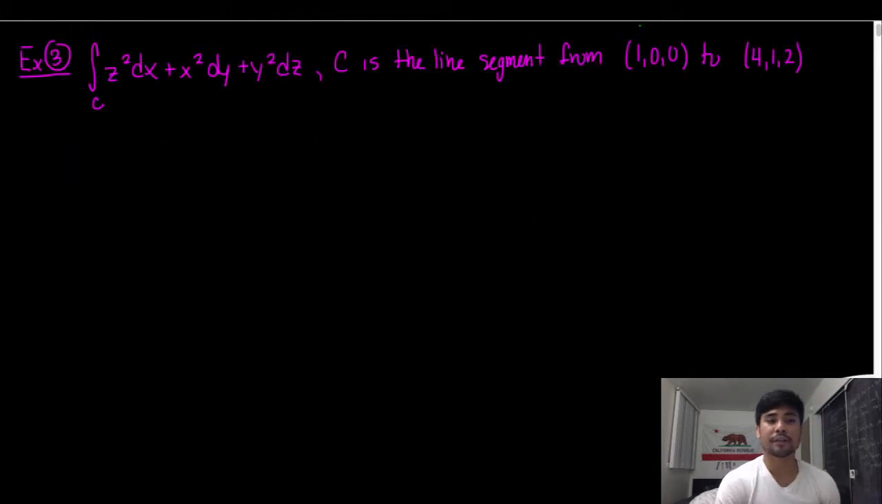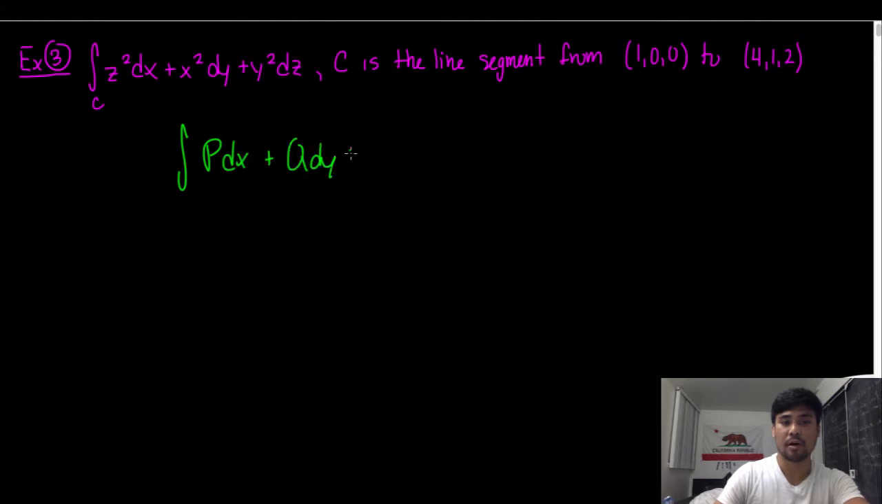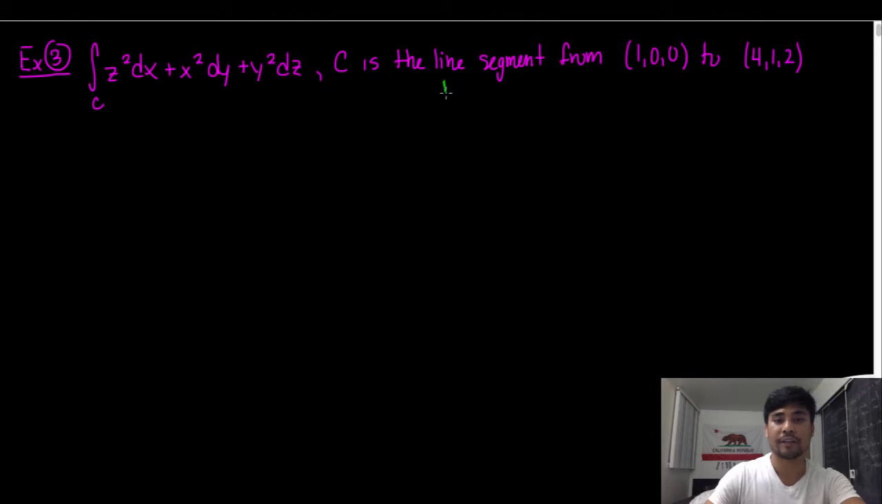Okay, next is a line integral, another line integral represented in a different way. Okay, looks like this is the integral p dx plus q dy plus r dz. Okay, we're doing a line integral in R3 this time. And well, let's read it out. Z squared dx plus x squared dy plus y squared dz. And C is a curve represented by a line segment from the point 1, 0, 0 to 4, 1, 2. Okay, so the question is, how do we represent this curve parametrically? Well, let's go over that really quick.